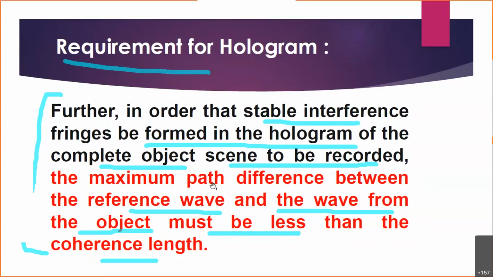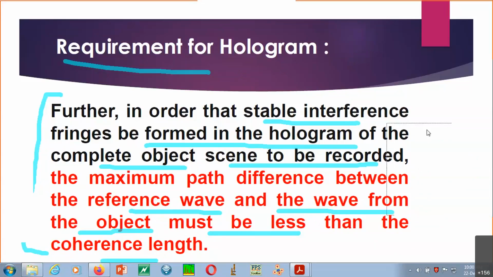So the maximum path difference between the reference wave and the wave from the object, that means the object wave, must be less than the coherence length. Are you getting that? This path difference we are denoting, let's say, with the small d. So small d has to be very, very much less than this coherence length, just like in the earlier case which we have seen for Young's double slit. So this is the requirement. If this is the case we are obtaining in the hologram, then only we are able to record it properly. Otherwise, if this criteria is not matching, you will not be able to record anything.